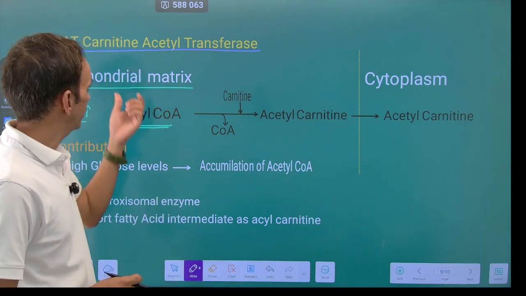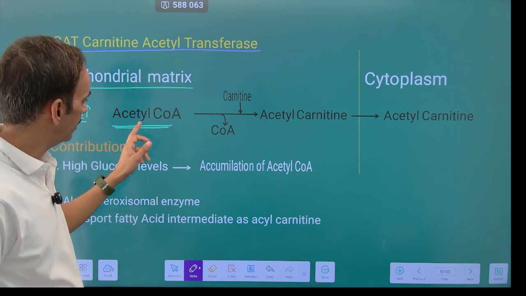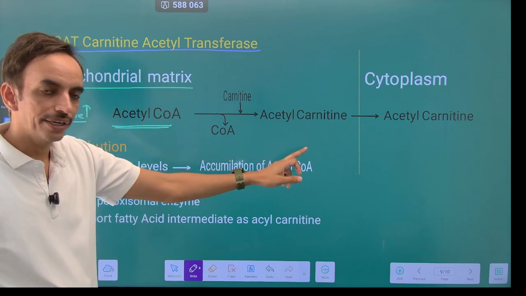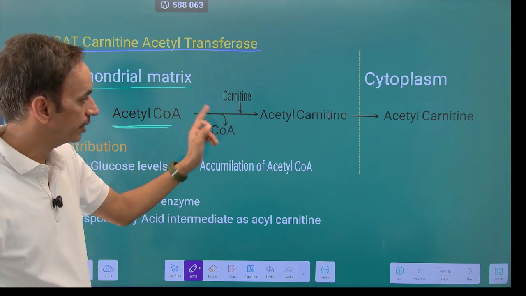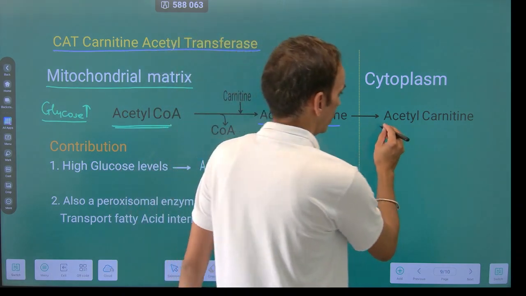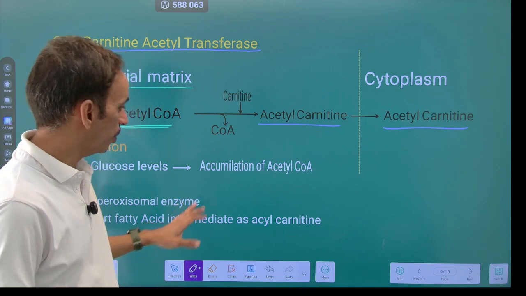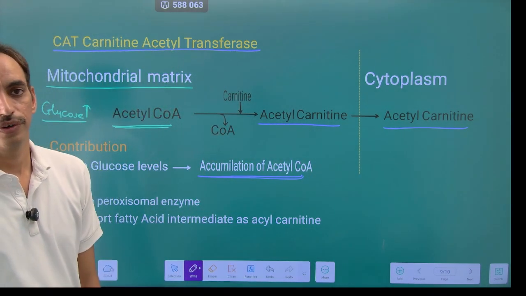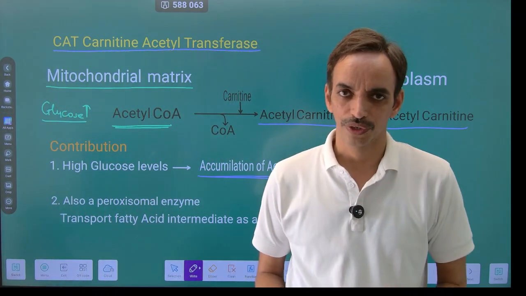During these conditions, there is an enzyme called CAT, carnitine acetyl transferase. This carnitine acetyl transferase converts acetyl coenzyme A into acetyl carnitine, by removing the coenzyme A and adding the carnitine. This acetyl carnitine can be transported into the cytoplasm. So we can say it does not allow the accumulation of acetyl coenzyme A within the mitochondrial matrix. So this is all about the beta oxidation process. Thank you.